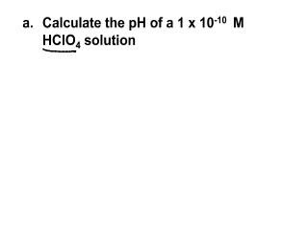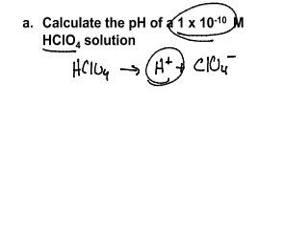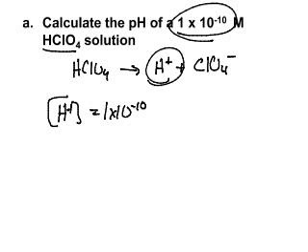So perchloric acid, HClO4, completely dissociates into hydrogen and the perchlorate ion, ClO4 negative. Since it completely dissociates, the hydrogen ion concentration is this number right here, 1 times 10 to the minus 10. So you would say the hydrogen ion concentration is 1 times 10 to the negative 10, and if you take the negative log of that, you get a pH of 10.